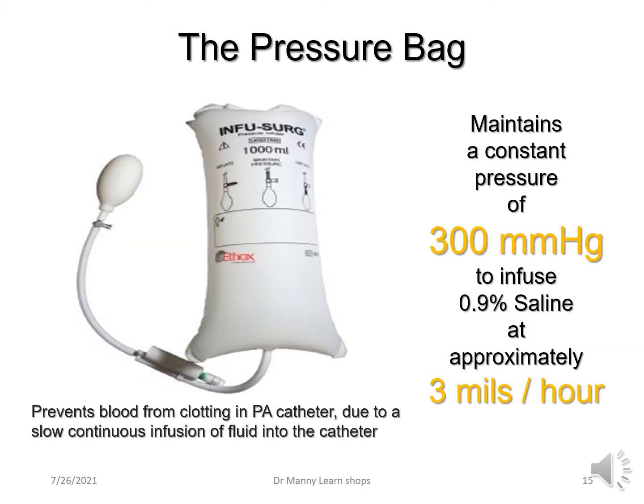The pressure bag, well, as we've mentioned previously, it maintains a constant pressure of 300 millimeters of mercury to infuse sterile normal saline at approximately 3 mils an hour, and if it does that, it prevents blood from clotting in the pulmonary artery catheter. And it does this by a slow, continuous infusion of fluid into the catheter.